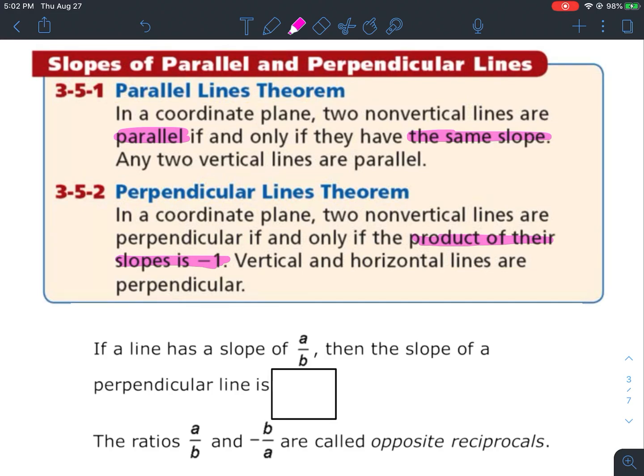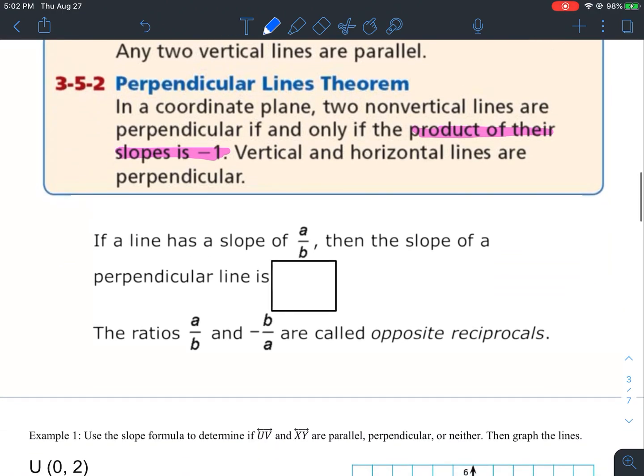That's not really the best way to think about it. I'll talk about the best way to think about it right below this. If a line has slope of A over B, then the slope of any perpendicular line would be negative B over A. The ratios A over B and negative B over A are called opposite reciprocals. That's how you know if lines are perpendicular or not. If their slopes are opposite reciprocals, they're perpendicular.